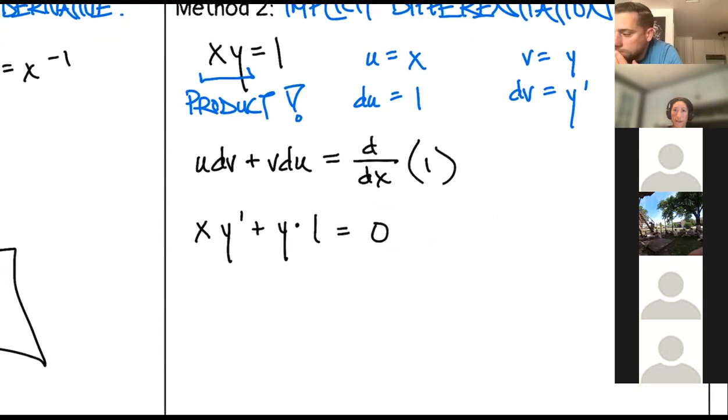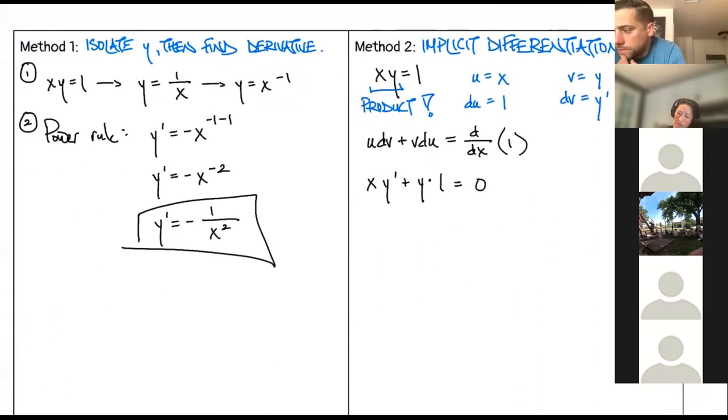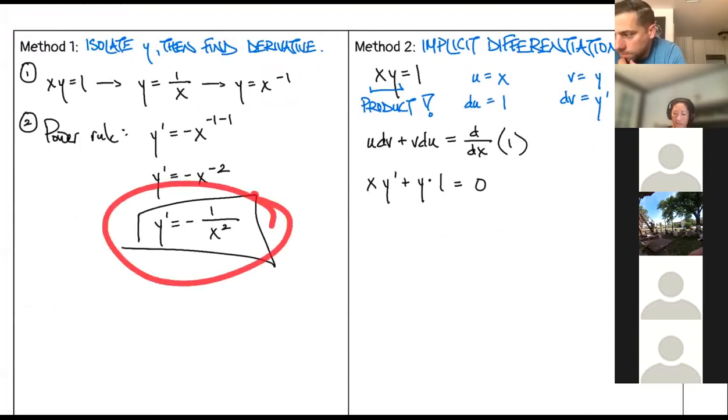All right. So here's the deal, folks. Our calculus is done. We've taken our derivative, okay? But I told you earlier the answer was negative 1 over x squared. So how come we didn't get the same answer?